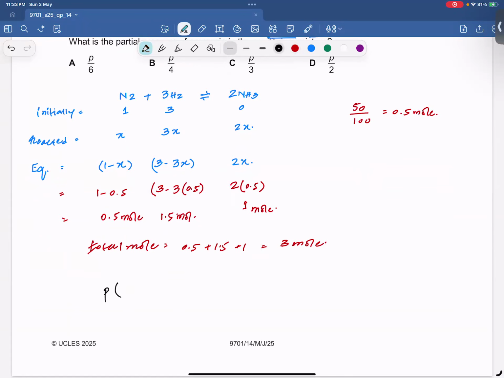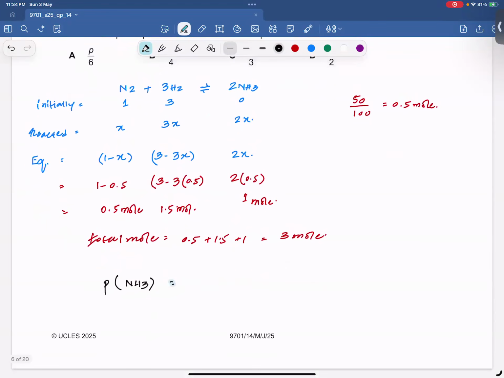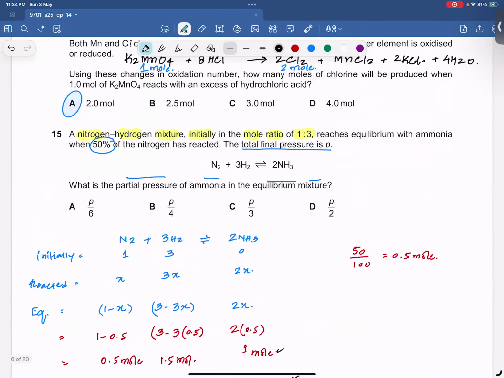Partial pressure of ammonia, examiner is looking for. So moles of ammonia is 1 divided by total moles 3 into pressure, which is P. So it's going to be P over 3. The right answer is going to be C. Okay. I hope you get the logic. I hope you get the point. Let's move on to the next question.